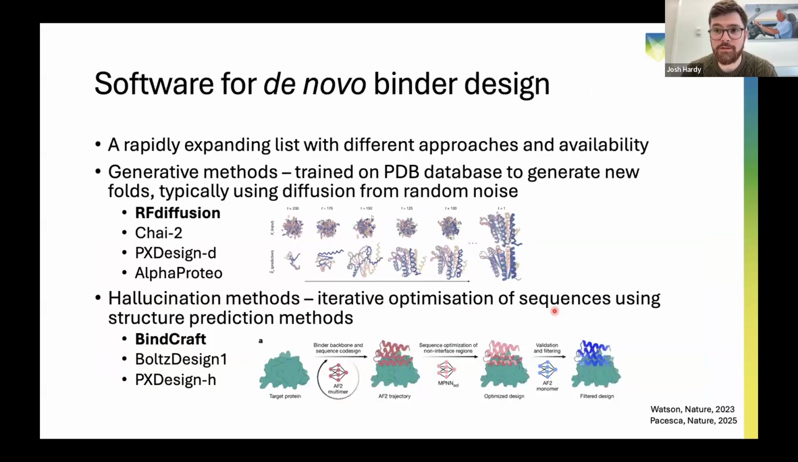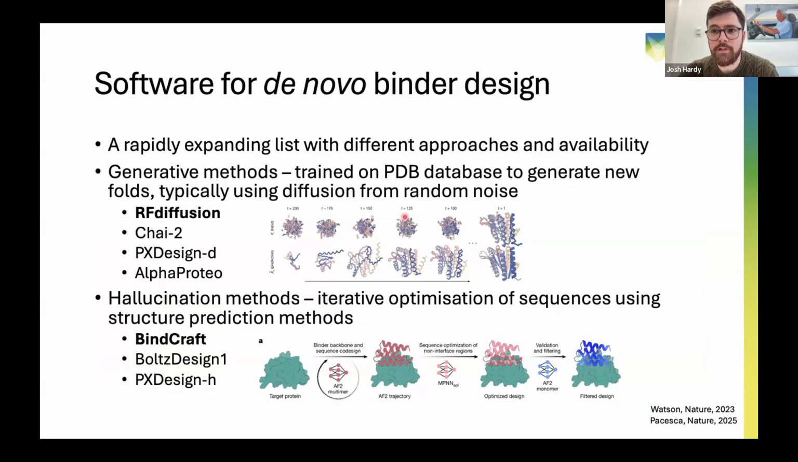I mentioned AI. There's a rapidly growing list of software now that can do this, RFdiffusion, but many others. And they can be broadly classified into two types at the moment. The first is generative methods. This is where you train a deep learning model on the PDB database to generate new folds. If you're using RFdiffusion, it's starting from random noise and it's denoising a protein fold out of that over time.